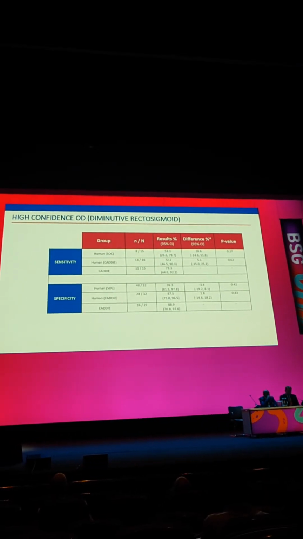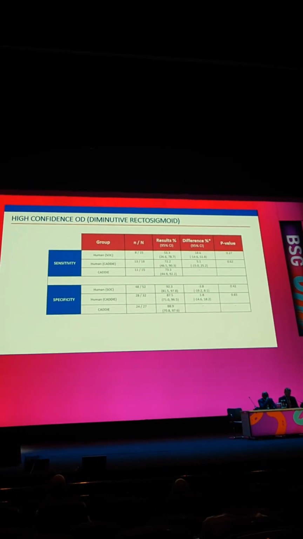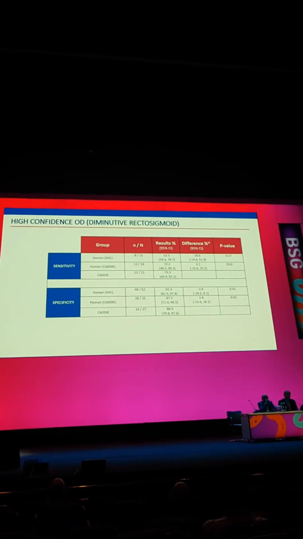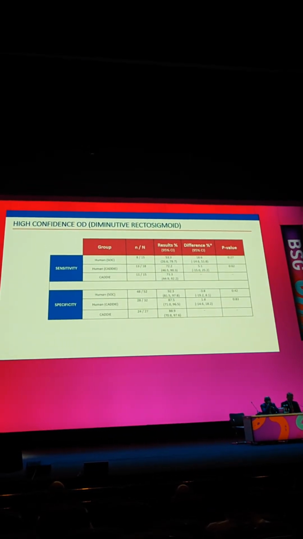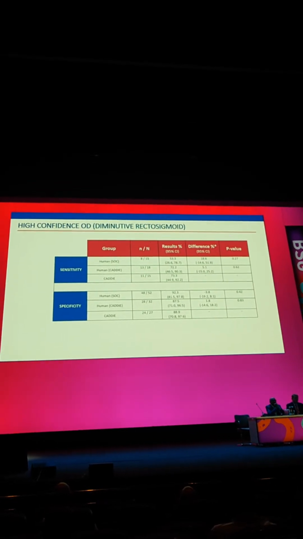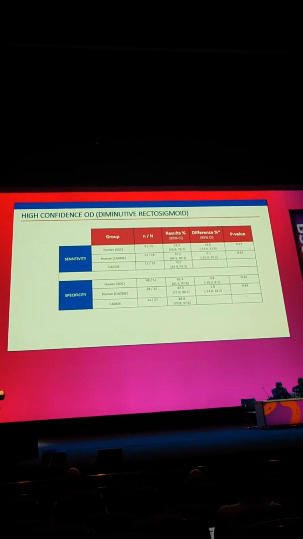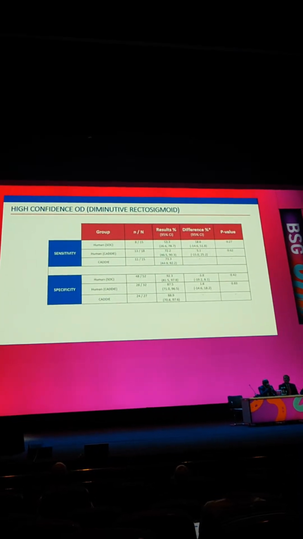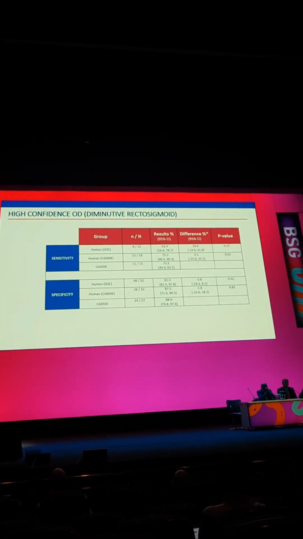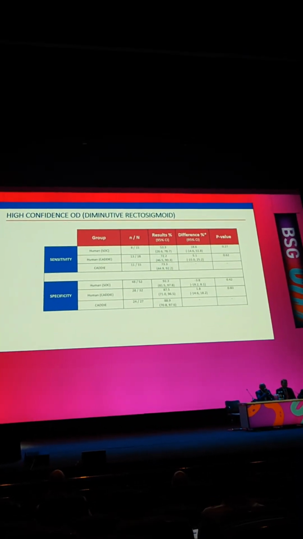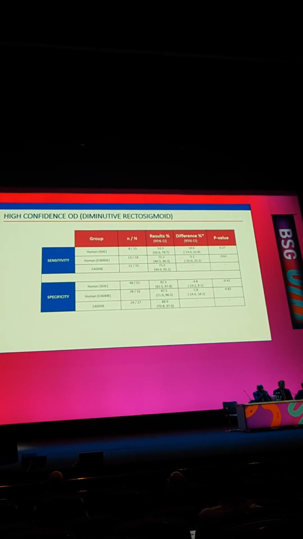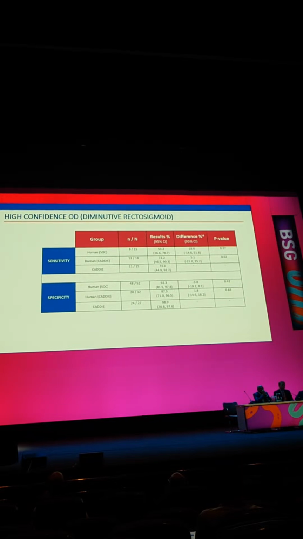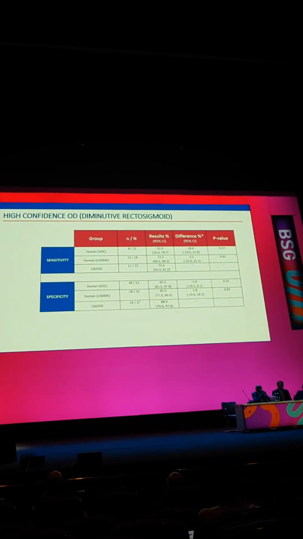So moving on to diminutive rectosigmoid polyps. This is alluding to our diagnose and leave strategy. What's most important here is sensitivity to diagnose adenomas, because if you misdiagnose an adenoma, you're going to incorrectly leave that in, and that could potentially one day become a PCCRC. And probably one of the most alarming things I saw in this study is the baseline performance of the non-expert endoscopists was 53% to correctly identify adenomas.